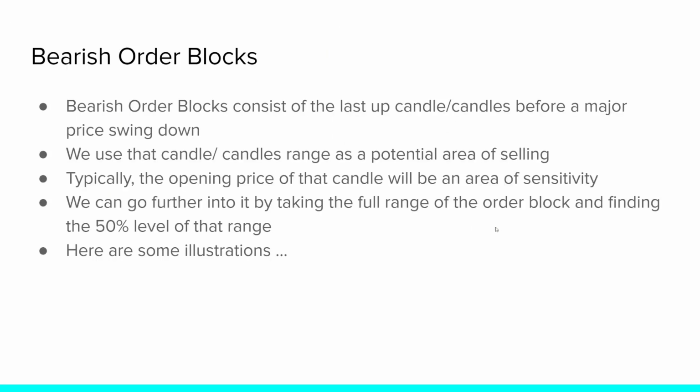Now we're going to talk about the other side, which is bearish order blocks. Bearish order blocks consist of the last up candle or candles before a major price swing down. Now, we use that candle or candle's range as a potential area of selling. Typically, the opening price of that candle will be an area of sensitivity. And we can go further into it by taking the full range of the order block and finding the 50% level of that range, identically to what we were just talking about. And here are some illustrations.